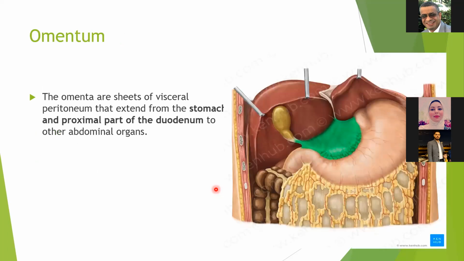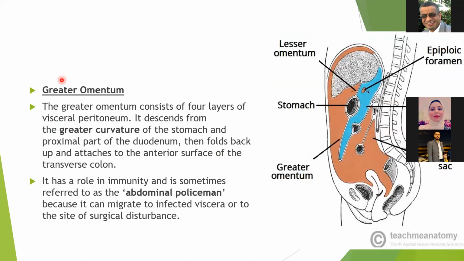The omenta are sheets of visceral peritoneum that extend from the stomach and the proximal part of the duodenum to other abdominal organs. This is the lesser omentum, and the greater omentum. The greater omentum consists of 4 layers of visceral peritoneum. It descends from the greater curvature of the stomach and proximal part of the duodenum, and then folds back up and attaches to the anterior surface of the transverse colon.